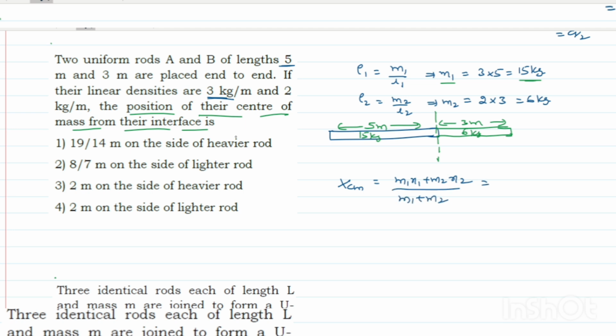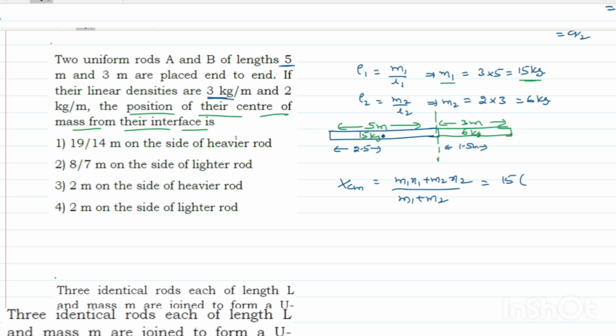So the first rod is 15 kg, and it's going to be X1. X1 means, here students, where the center of mass will be located. This is a 5 meter rod, so its center of mass will be at the center, so here we will be getting 2.5 meter distance. Here the center of mass is located. And for this other rod, the length is 3 meter, means it is at 1.5 meter distance.